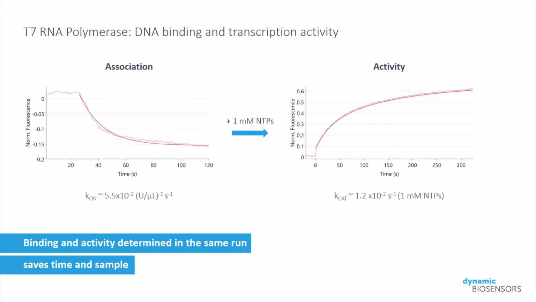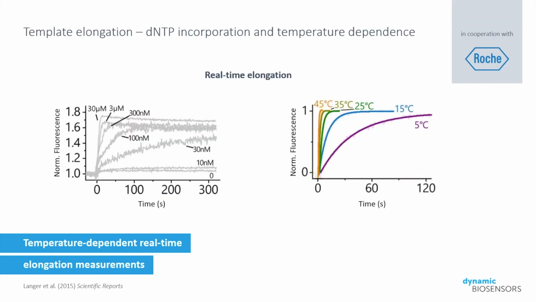And after the addition of NTPs, we can observe the elongation as an increase in the fluorescence signal and calculate the activity rate. In addition to monitoring the polymerase binding and the elongation, we can also do further characterization. Different assay parameters which are important to study for polymerase activity can be addressed by using switchSENSE. These include varying the temperature and varying the dNTP concentration, as illustrated in this slide for DNA polymerase.